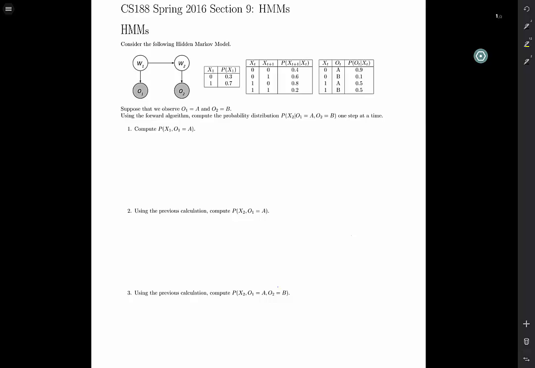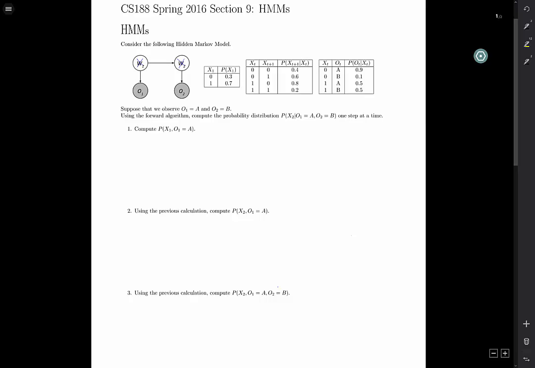So first we're going to consider the following HMM, which has hidden states, we're actually going to call them X instead of W, and observations O1 and O2. We have the initial distribution over X1, we have the transition probability, and we also have the observation probability. Now they say suppose that we observe O1 equals A and O2 equals B. They want us to use the forward algorithm to calculate the probability of x2, given O1 equals A and O2 equals B.